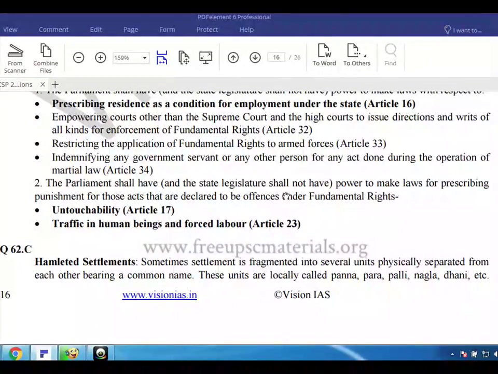Sometimes settlement is fragmented into several units physically separated from each other bearing a common name. These units are locally called Panna, Para, Palli, Nagla, Dhani, etc.